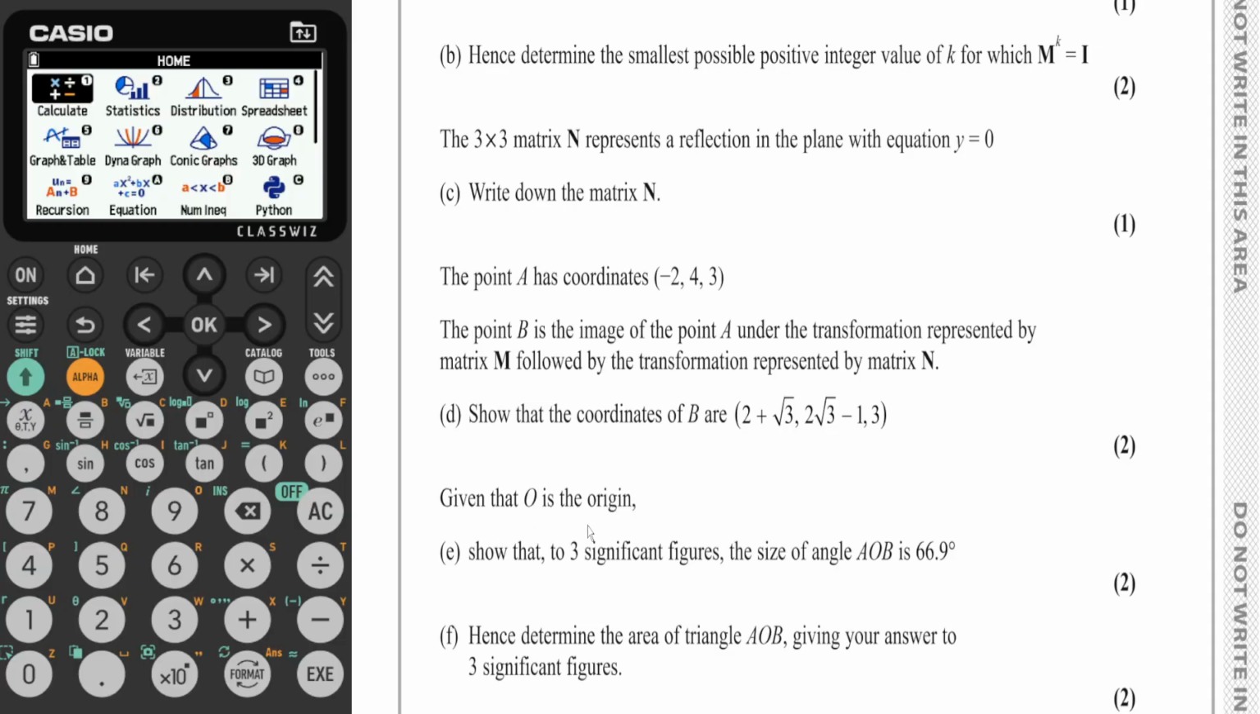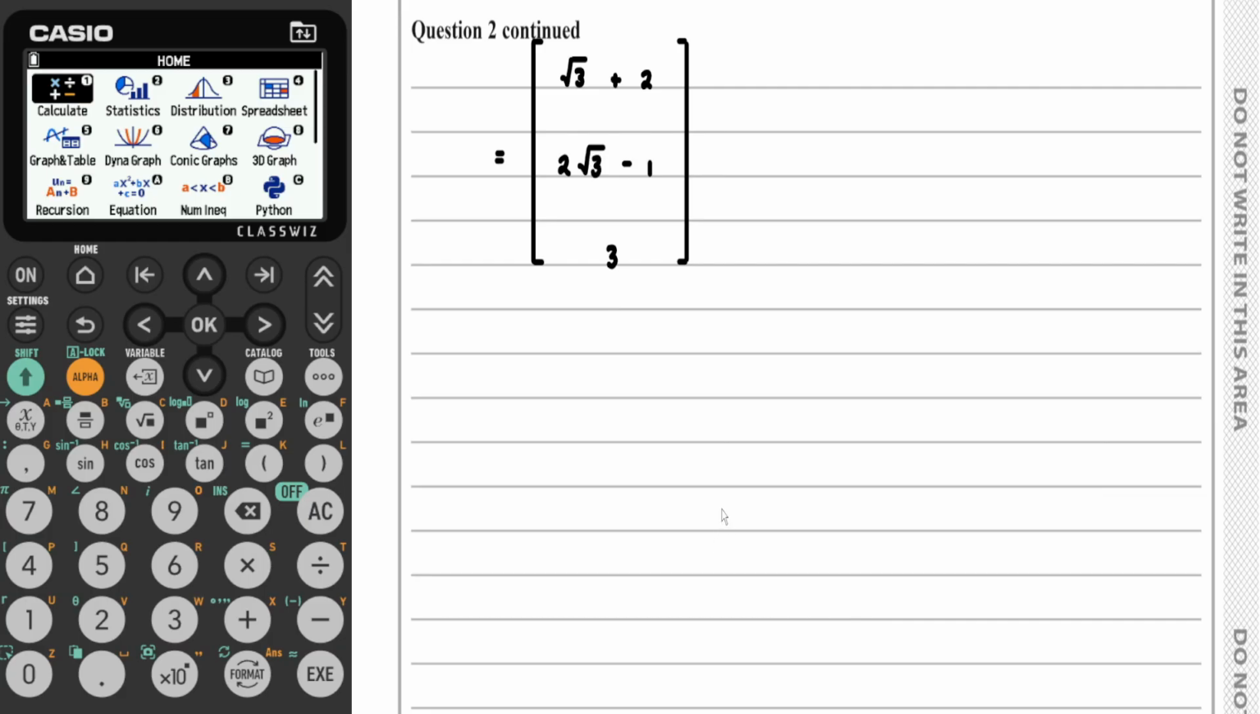Given that O is the origin, part E, show that to 3 significant figures, the size of angle AOB is 66.9 degrees. For this question, we would have to use vector OA dot OB is equal to magnitude of OA times magnitude of OB times cos theta. So let's begin by working out vector OA dot OB.